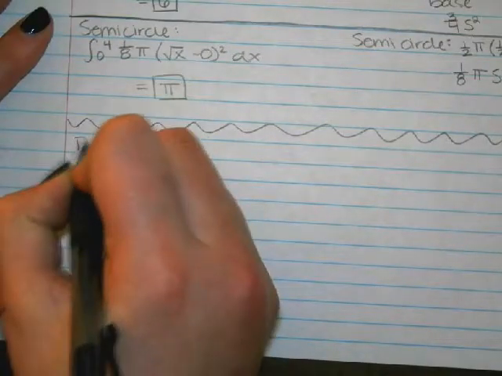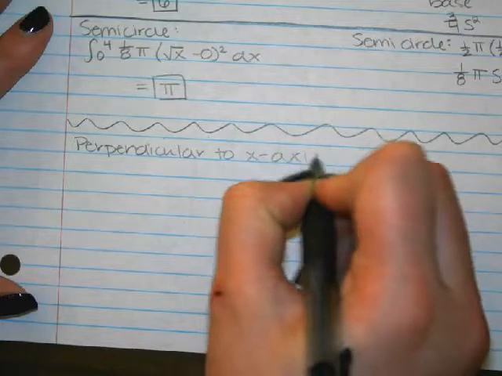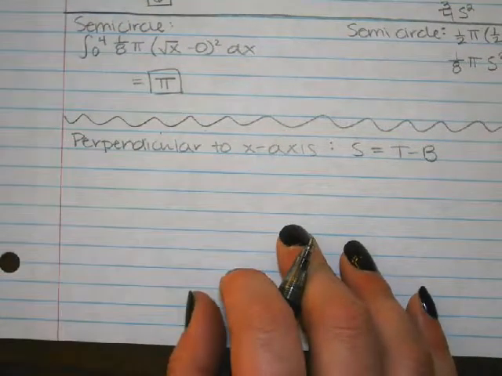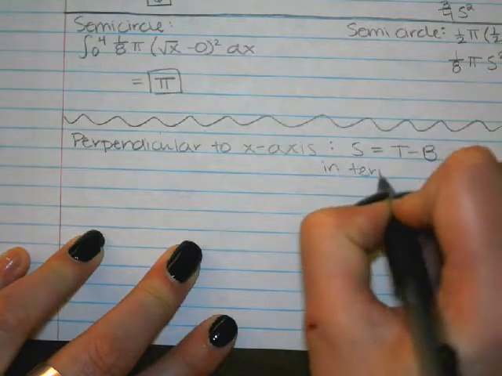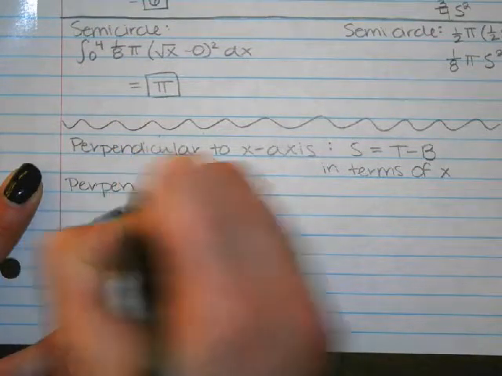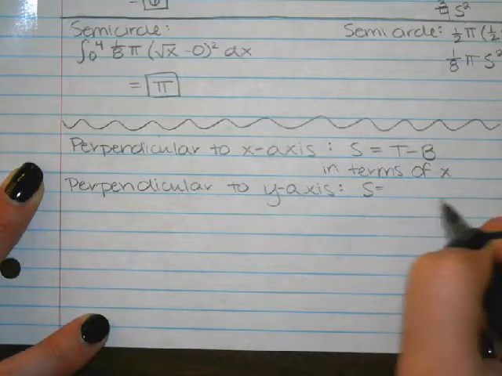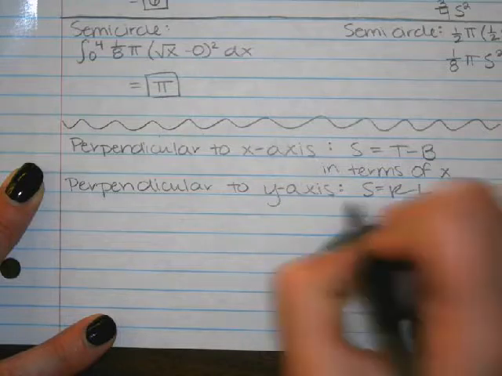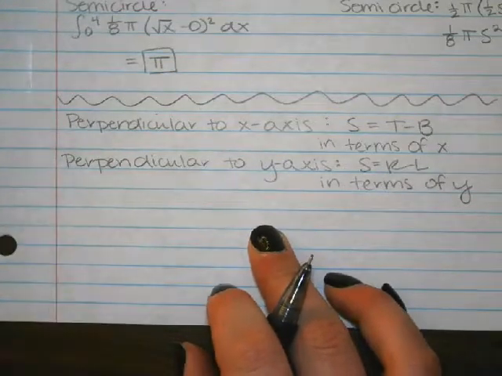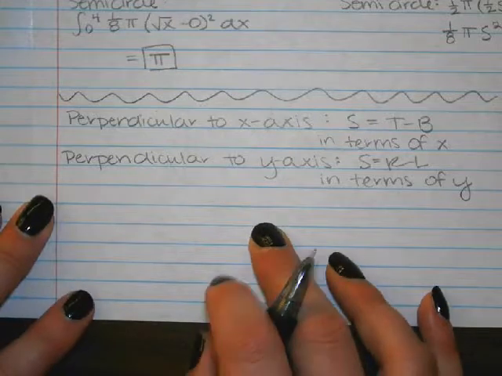If they say perpendicular to x-axis, then my s is top minus bottom, and I'm in terms of x. If they tell me that I am perpendicular to the y-axis, then how do I calculate my s? Right minus left, and I'm in terms of y, okay? After that, you would just do switch.